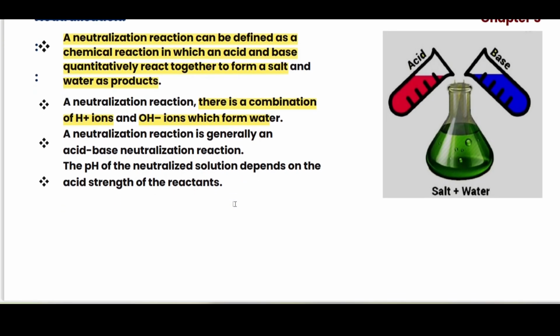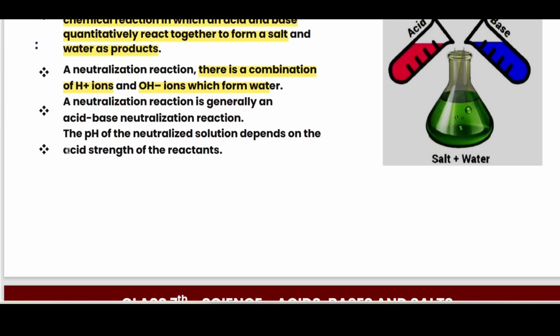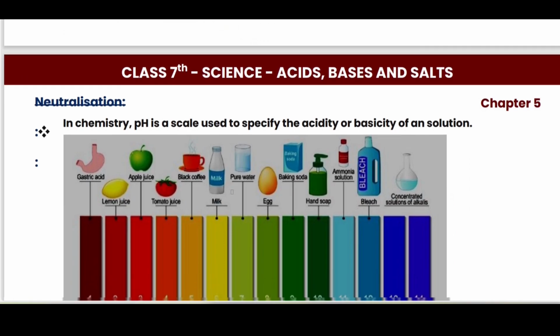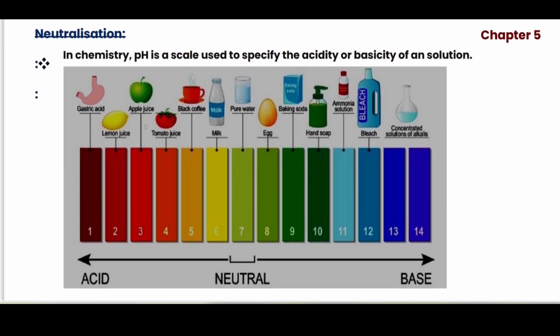The pH of neutralized solution depends on, जो pH होता है वो किसके ऊपर डिपेंड करता है? एसिड स्ट्रेंथ के ऊपर डिपेंड करता है रिएक्टेंट की. Now in neutralization, in chemistry, pH is a scale. What is pH? It is used to specify the acidity or basicity.